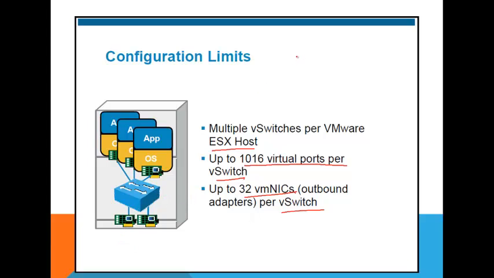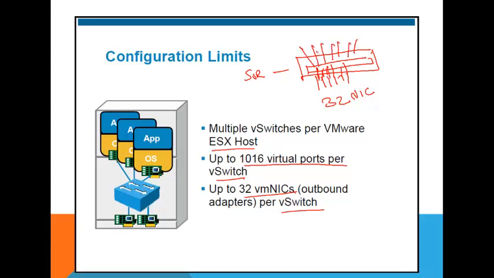So one host, one physical box, one server can have 32 NIC cards connected to one virtual switch. And this one virtual switch can be connected to 1016 VMs. It's really big. Again, we can have multiple vSwitches. I don't think it will be really necessary.